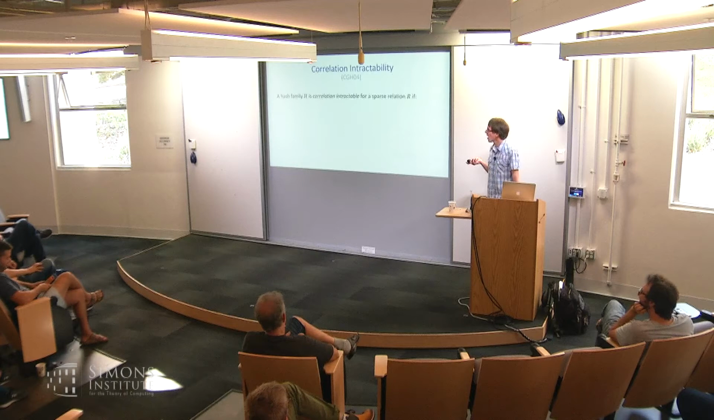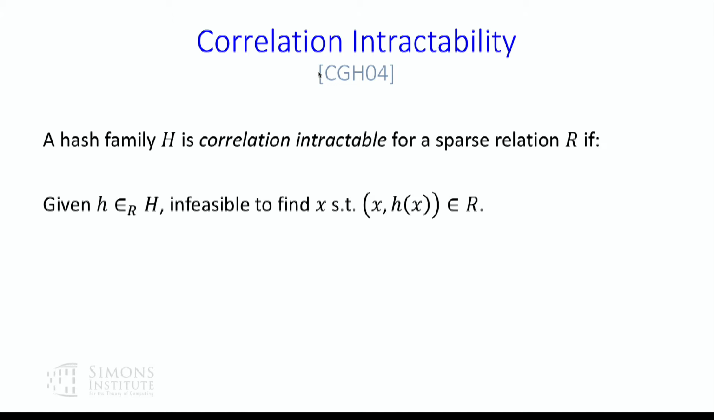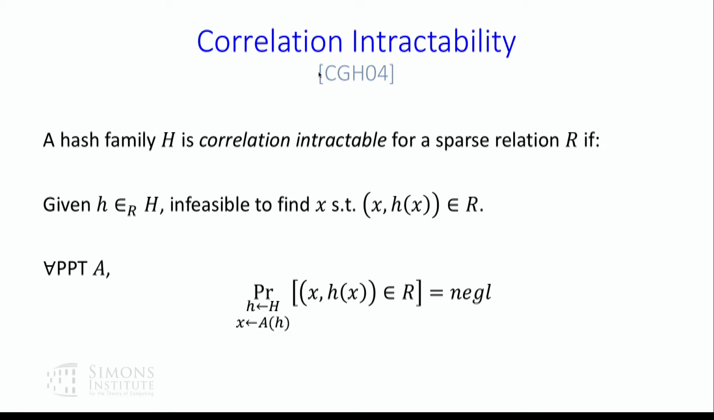So here's the security property. A hash family H is correlation intractable for some sparse relation R, where the relation has an input x and an output y, if the following holds. Given a randomly sampled hash function from the family, it should be hard to find an input x such that x and the hash of x, if you set that to y, satisfies the relation R. In more symbols, the adversary should be able to output such an input x with only negligible probability.